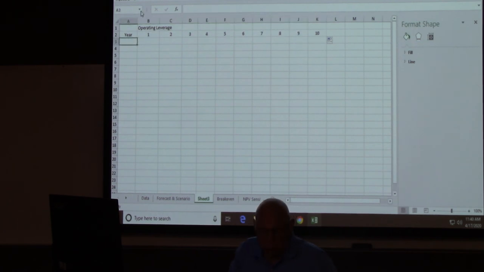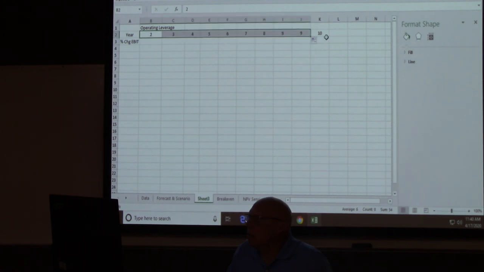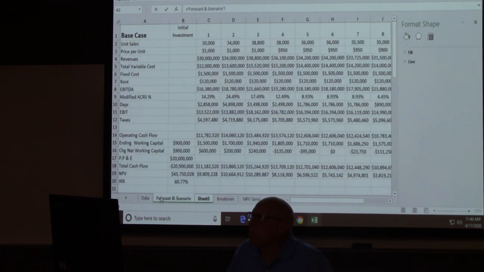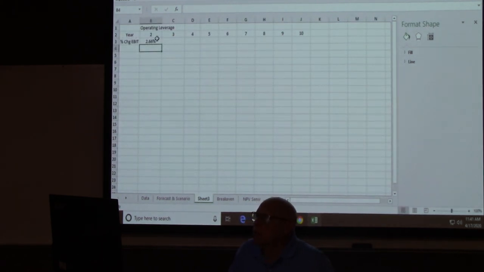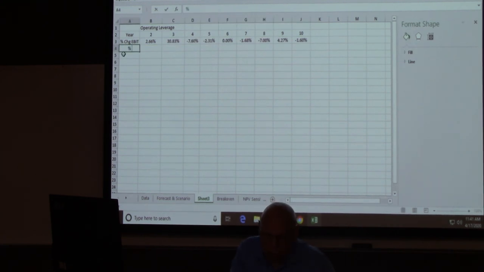Okay. Now let's compute the percentage change in EBIT. It's going to be, whoops, we realize, let's call this 2, 3, and take it out there. All right, and percentage change in EBIT is equal to that divided by that minus 1. And so now we can scroll that out here like so. Yikes. And then percentage change.